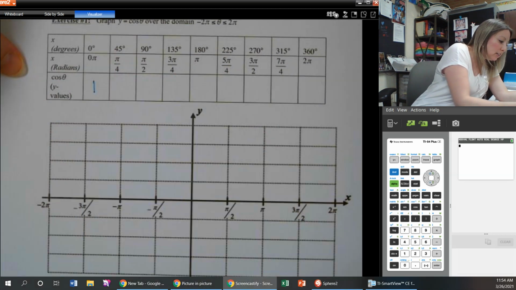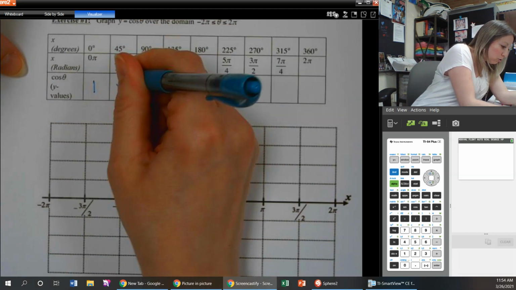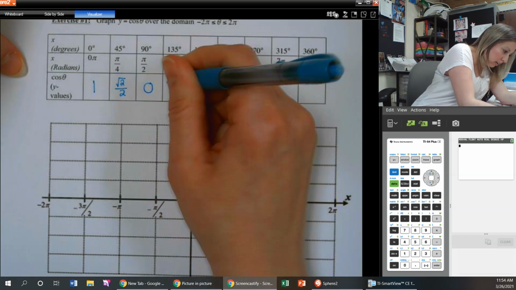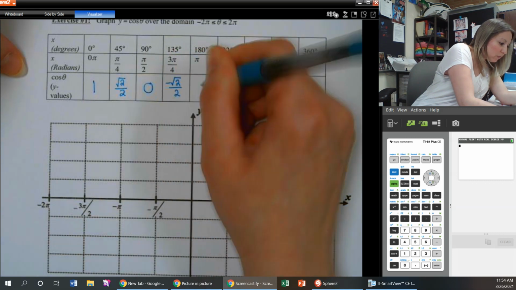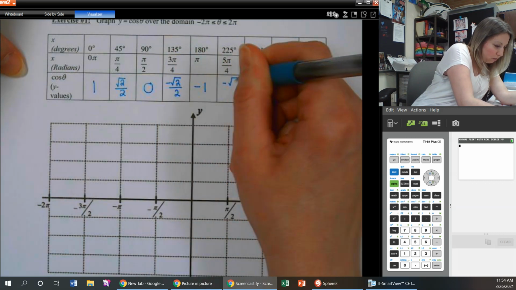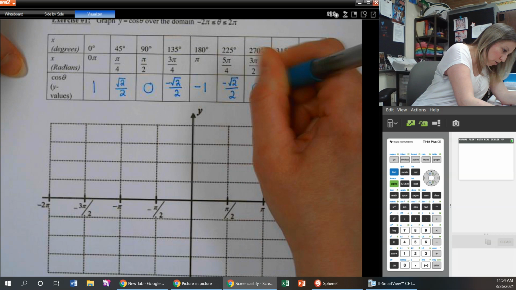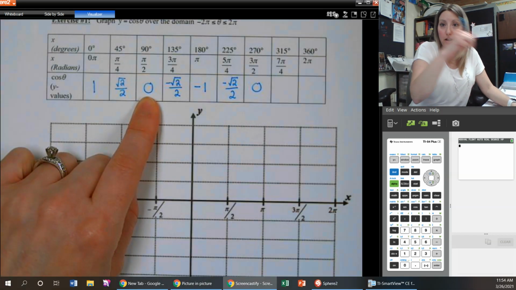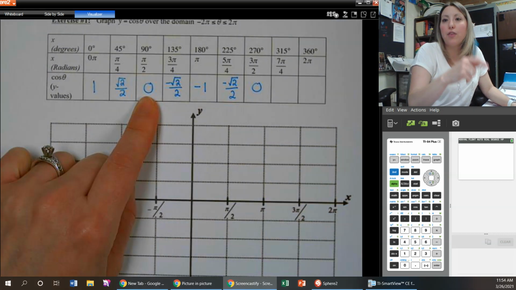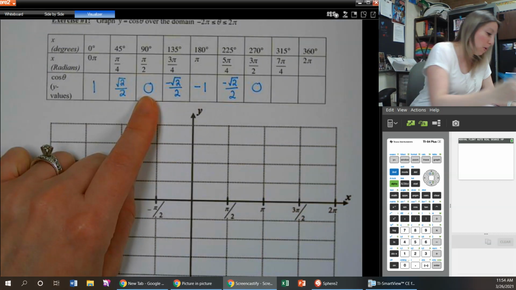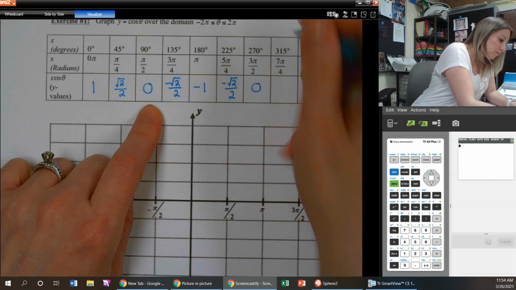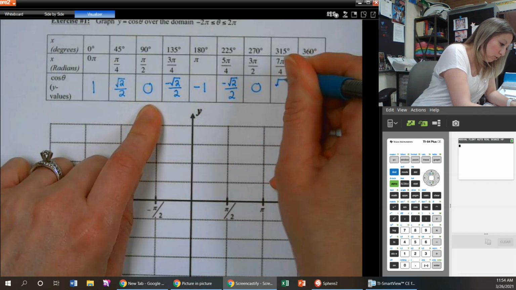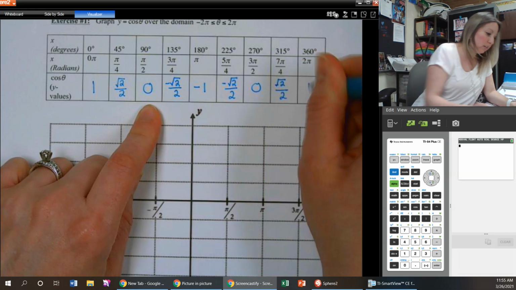So this starts high, and then we go down to radical 2 over 2, and then 0. And then we're negative radical 2 over 2 to -1. Negative radical 2 over 2 to 0 again. So 90 and 270 are my zeros because those are where I'm touching the y-axis. I'm on the y at my 1s. And then here, positive radical 2 over 2, because we're in the fourth quadrant, and positive 1 again.